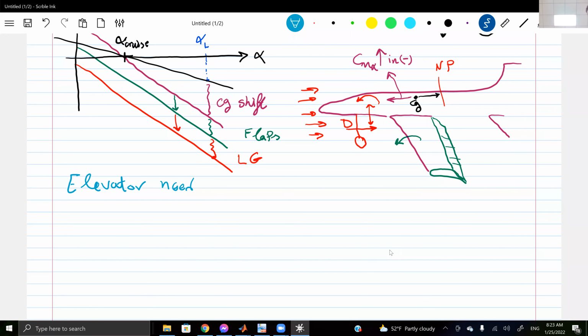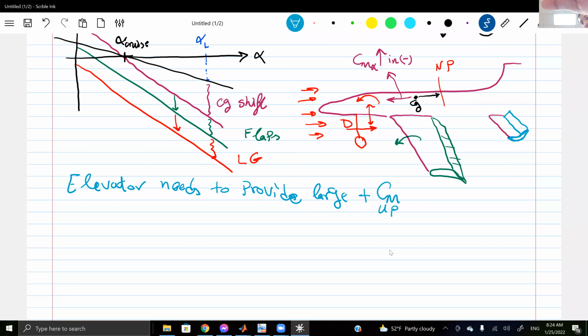So the elevator needs to provide a large positive CM, right? Which is upward. So pitching up. And there is no confusion with the elevator characteristics. If I want the airplane up, I apply an elevator up and vice versa. So I need to apply this elevator upward, the elevator here. So the thing will look something like that, all right?